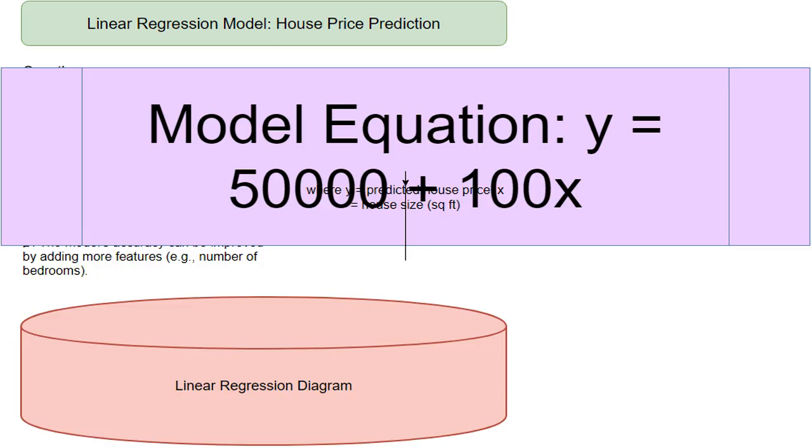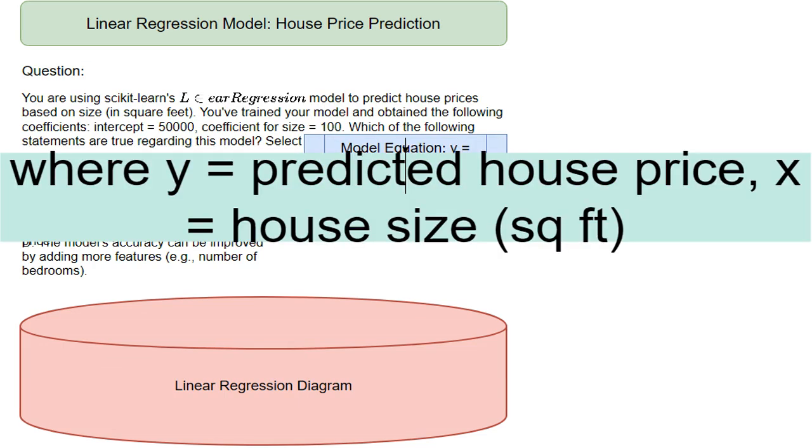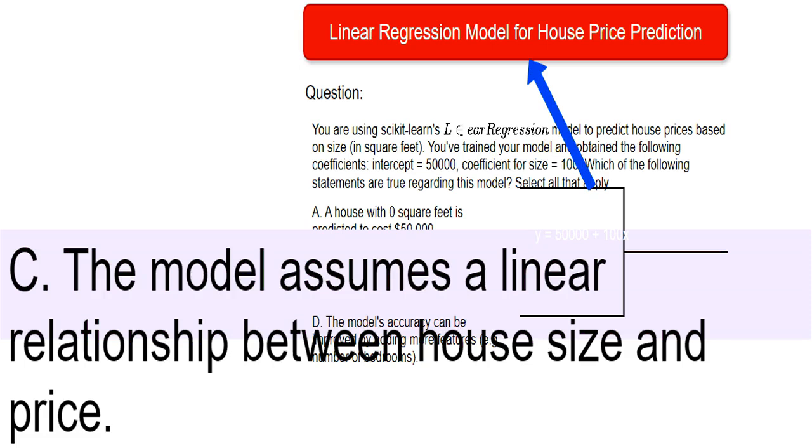This equation is the heart of our linear regression model. Y represents the predicted house price. X represents the house size in square feet, 50,000 is the intercept, the starting point of the line, and 100 is the coefficient, the slope of the line, showing how much the price changes for every increase in size. This simply clarifies that X is the house size, in square feet, and Y is the predicted price, in dollars, based on the model. This equation represents our linear regression model.